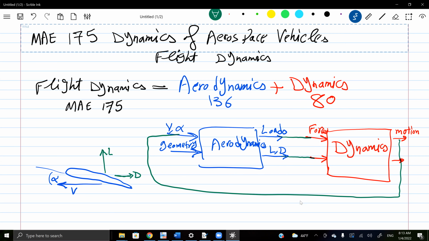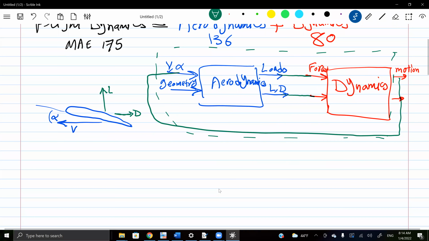So this combined block, which actually seems to assume a feedback loop kind of thing, naturally, without us designing a controller, this is actually the flight dynamics. Any question about that?